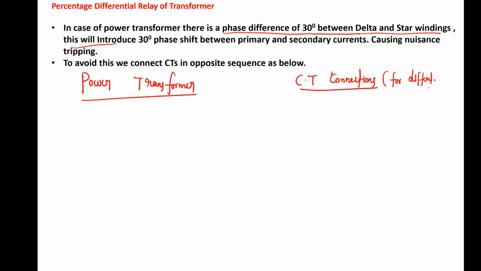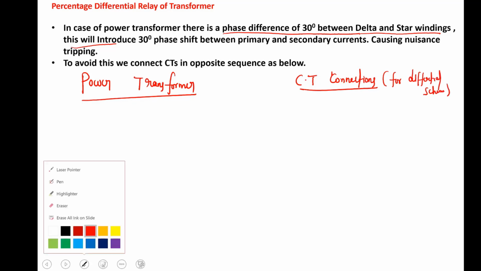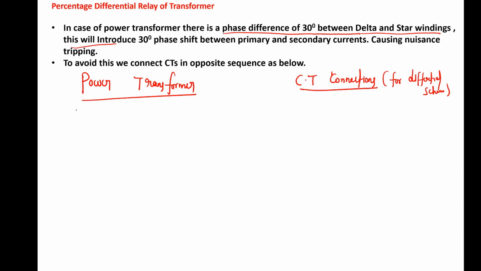to implement the differential scheme. Suppose in our power transformer, the primary and secondary are connected in delta and star. Primary side is delta, secondary side is star. Then you have to connect the CTs on the delta side in star, and on the star side in delta. Since you are connected in opposite sequence, whatever phase shift is introduced in the primary currents will be nullified by the CT connections.